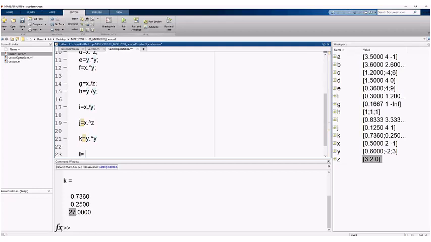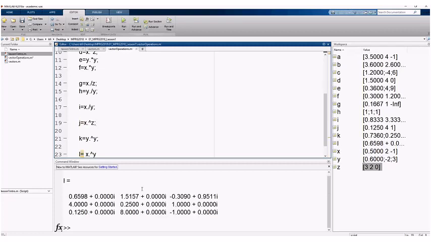L will be x to the power of y. And let's suppress the output from these comments, and we will get the matrix. We got the matrix. Again, we see that we have complex numbers because for some operations of this kind, real numbers are not enough. That's why MATLAB uses complex numbers.